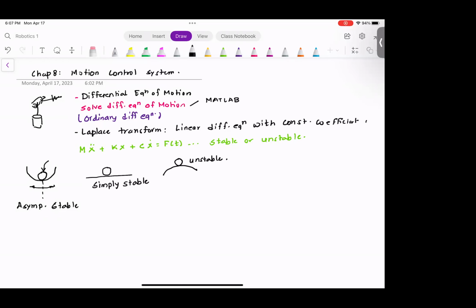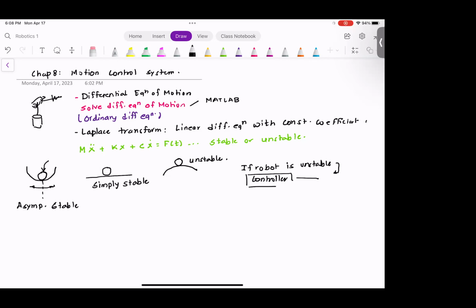The same thing happens with the robot arm. So we want to understand if the robot arm that we are designing or studying is stable or unstable. And if the robot is unstable, we want to add a controller to control it.